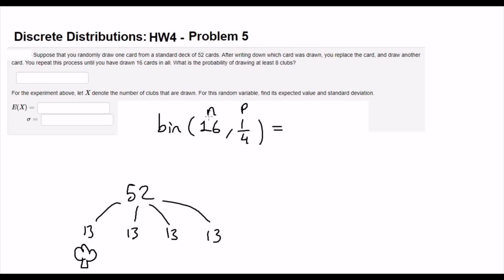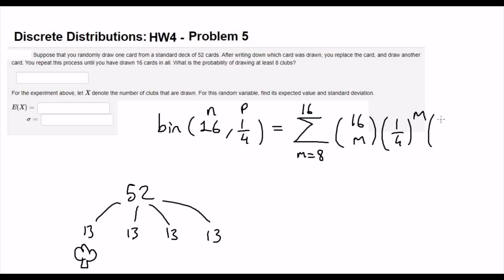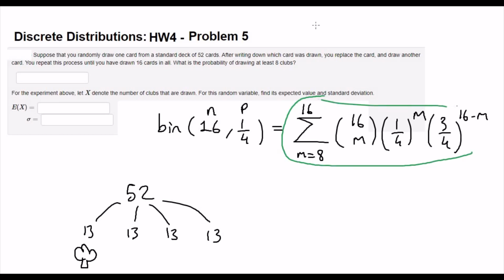So our binomial parameters are 16 and 1/4, and what we want is at least 8 clubs, which is 8 clubs, 9 clubs, 10 through 16. And this is going to be the sum of 16 choose m times our p, 1/4, to the m, and our 1 minus p, 3/4, to the 16 minus m. So this is the answer. And if you plug this into your calculator, you're going to obtain 0.02713.